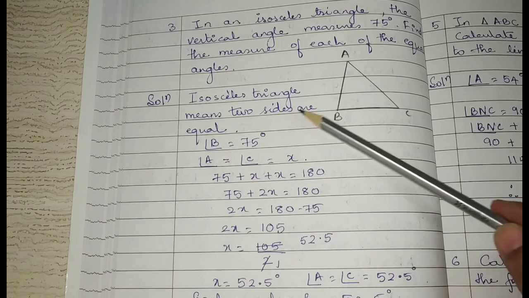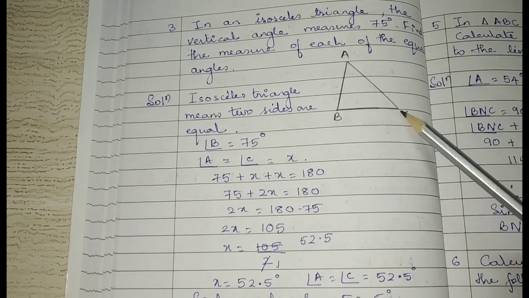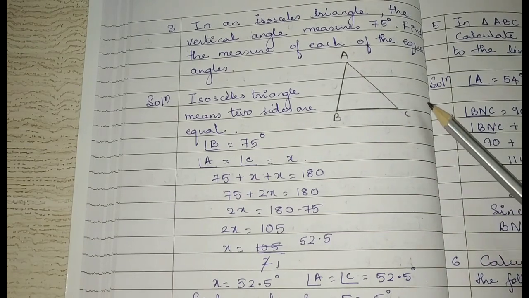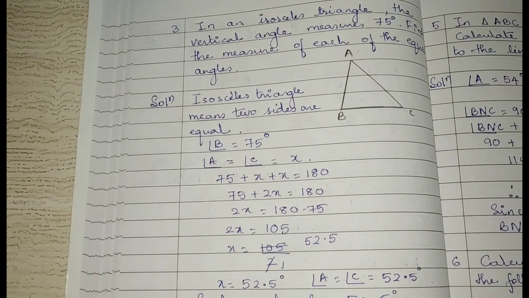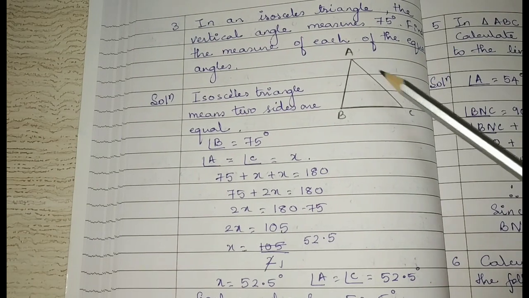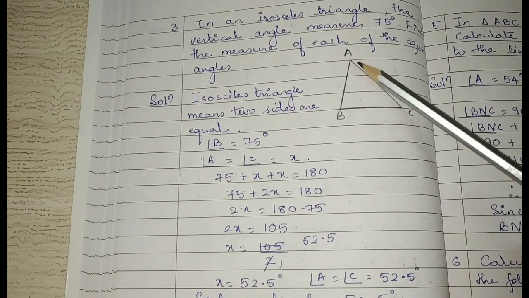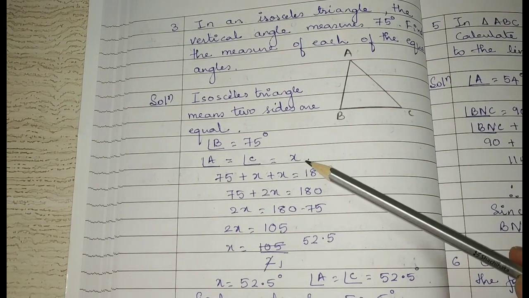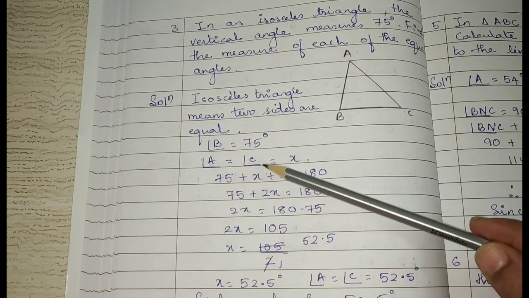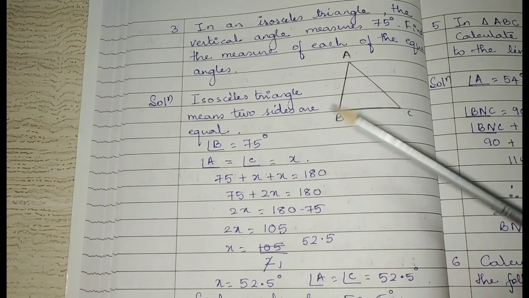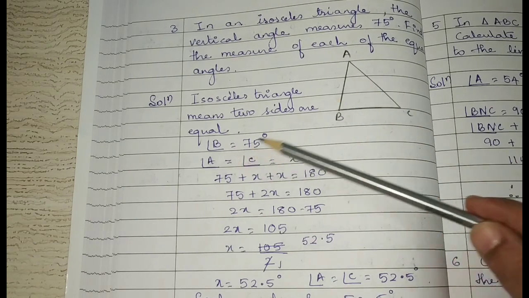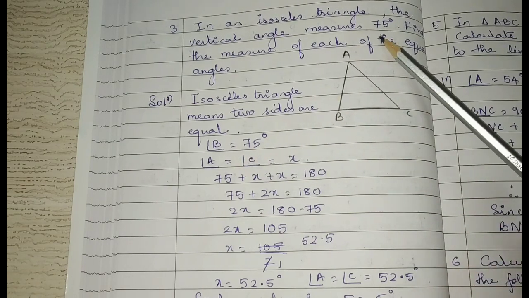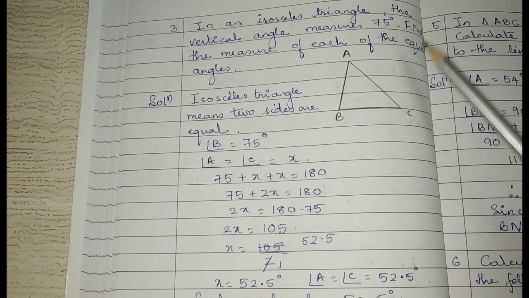Isosceles triangle means two sides are equal. So ABC, wherein AB and BC are the two sides which are equal. Angle A is equal to angle C. So we don't know these angles, so we'll consider this angle as X. Angle A is equal to angle C, which is equal to X. AB is equal to BC. So two sides. Angle B is equal to 75 degrees because the vertical angle whatever is given is 75 degrees.